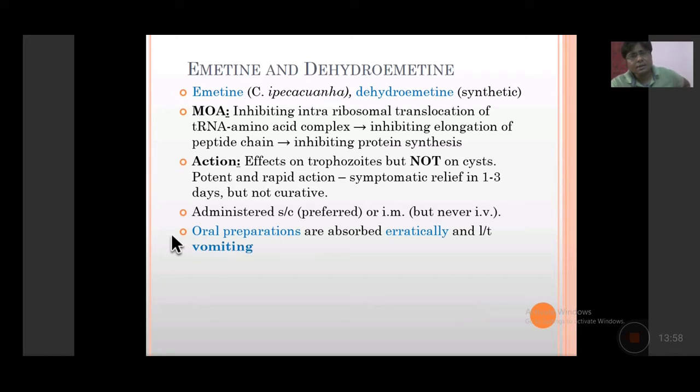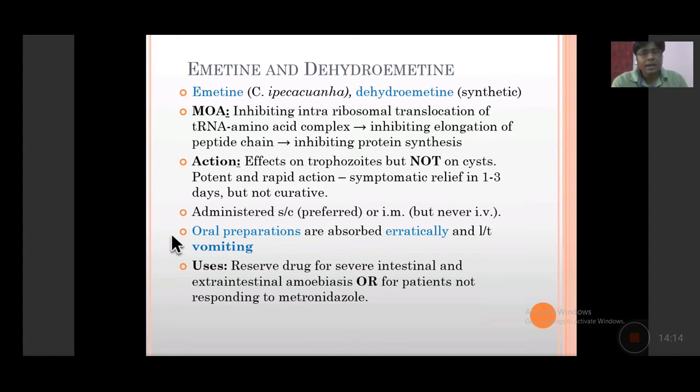And another problem is that they are available by the parenteral route, where the subcutaneous route is preferred, and intramuscular also, but never IV, because with IV they can cause severe toxicity, and you will see the toxicity profile. So that's why they are not used nowadays. And oral preparations are absorbed erratically and lead to vomiting. So emetine's name is because they cause emesis.